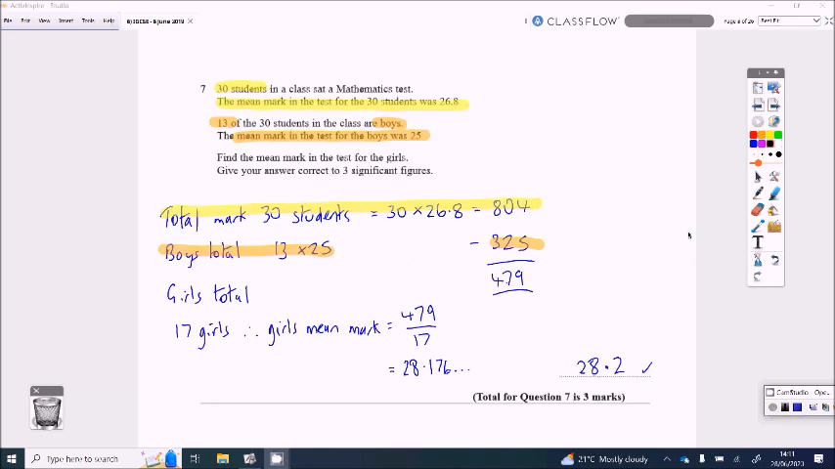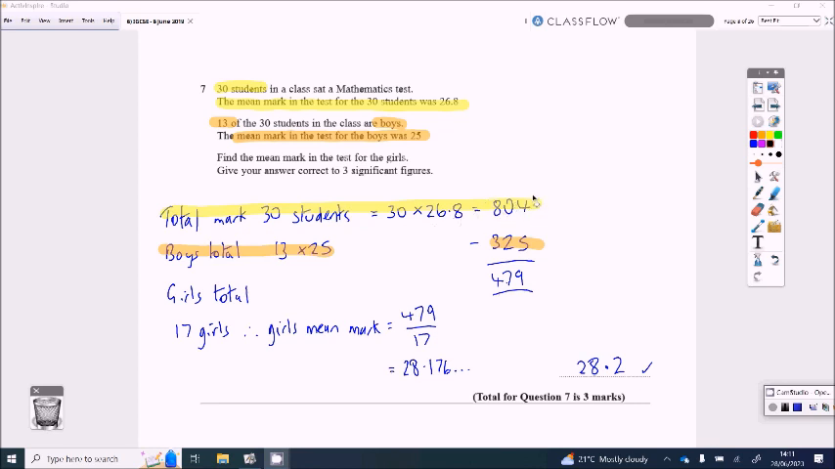Question 7. Now, these questions come up a lot where you've been involving various means. And what you've got to do each time is to go back to the total number of students for each part of the question. So we're told that there are 30 students and the mean mark for these 30 students is 26.8. So the total marks for the students must be 30 times 26.8, which is 804.